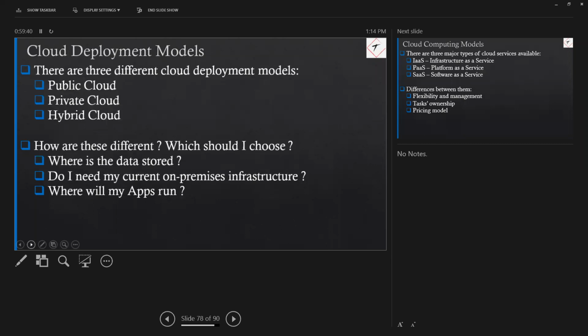What are the different models? One is public, private, and hybrid. What are the things you need to choose? Where are these data stored? Do I need to go for a public one or the private one? Do I have current on-premises data centers? How can I incorporate and make use of them? And where do I need to run my app? Hybrid is basically a combination of both private and public cloud.